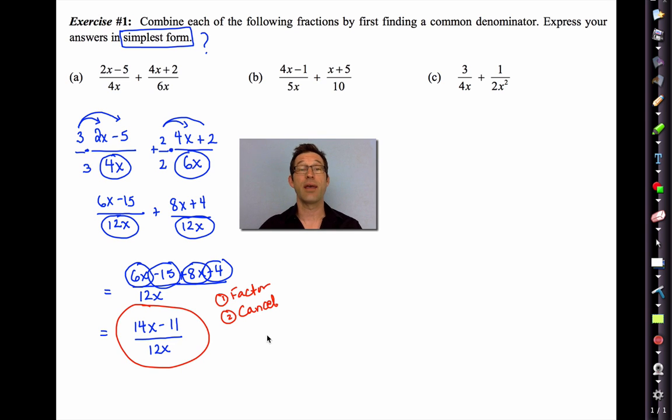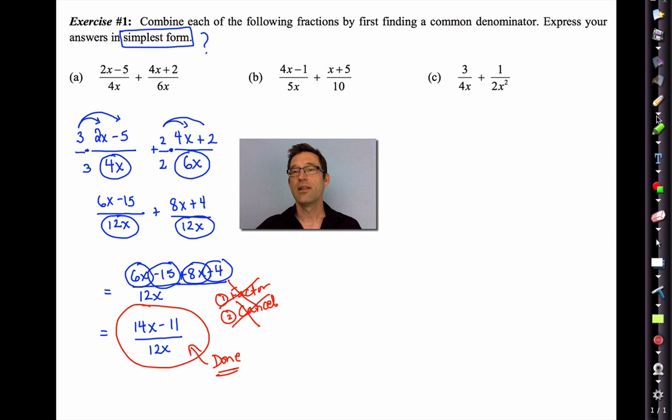And the answer is you can't. And since you can't factor, you can't cancel. So this is done. Now we won't always be done at this point. Sometimes we will have to simplify, but we're done. We're done at that point because we can't factor. We can't cancel if we can't factor.